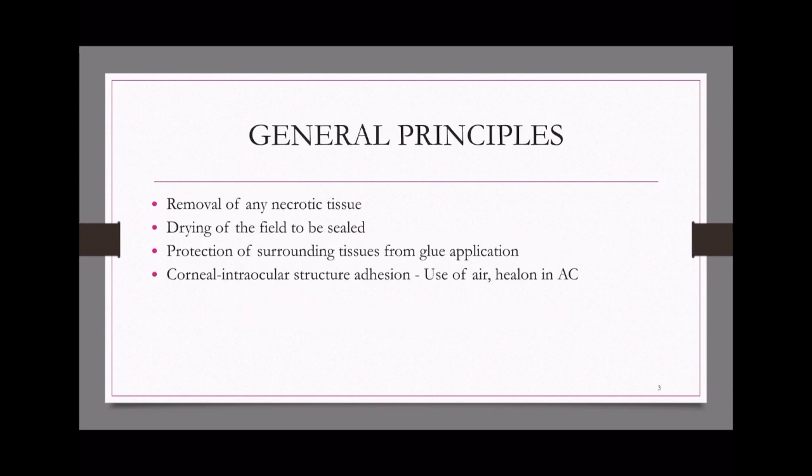Here are some general principles for application of tissue adhesive. The necrotic tissue should be removed. The field to be sealed should be dried out. The surrounding tissue should be protected from the glue application, and any corneal intraocular structural adhesion should be broken with the use of air or Healon.